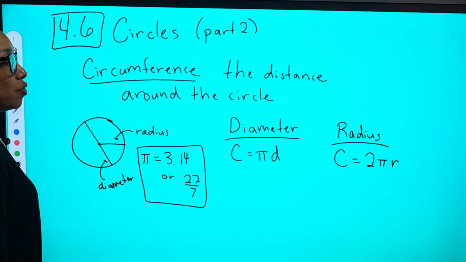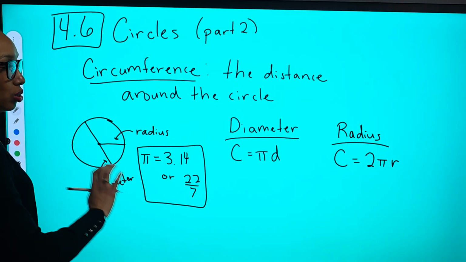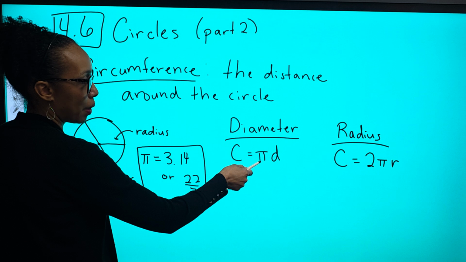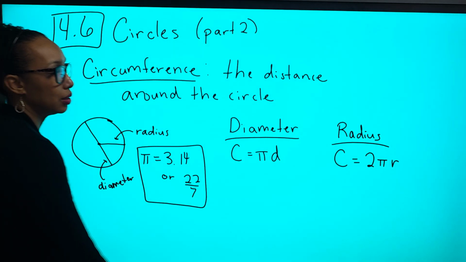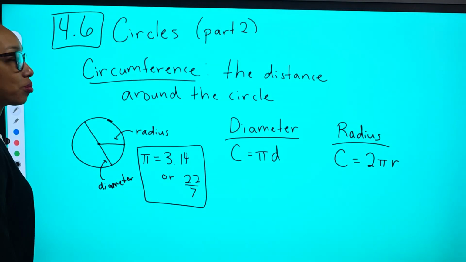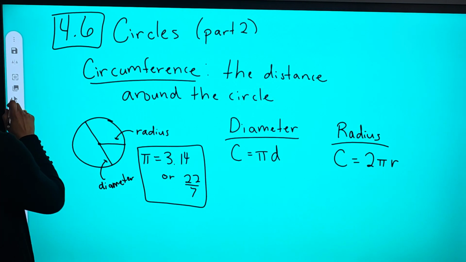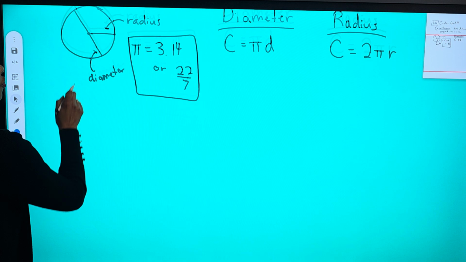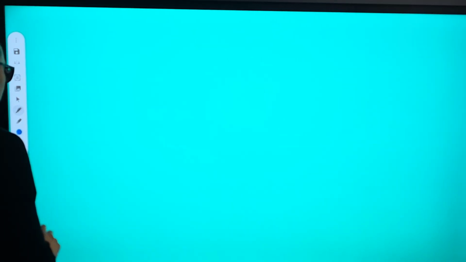So either way, if they give you a diameter, you can just go right to that value times pi, or if you have a radius, take the radius times 2, and then take it times pi. So those are the two ways that we'll use to find circumference of a circle. And we've got a couple examples.